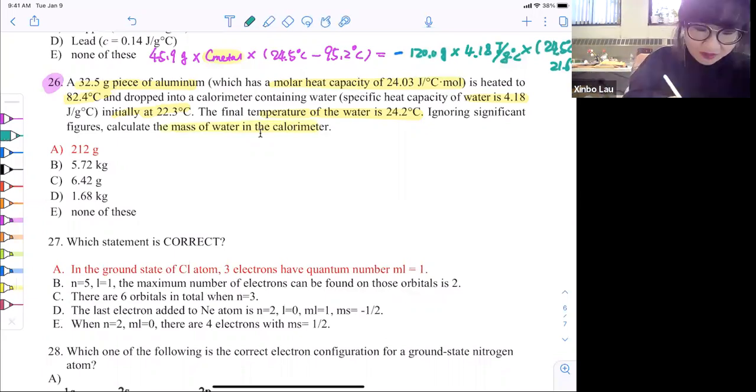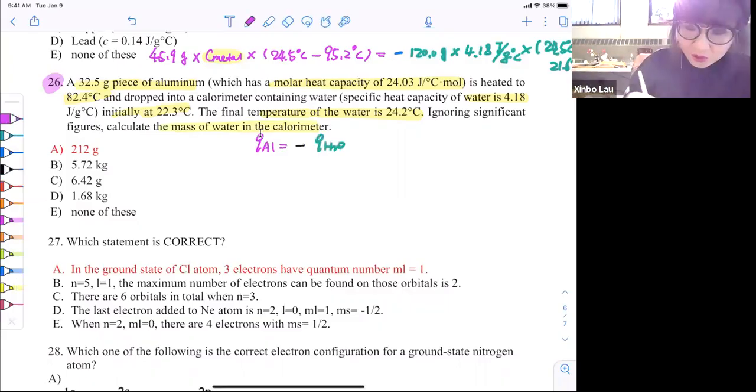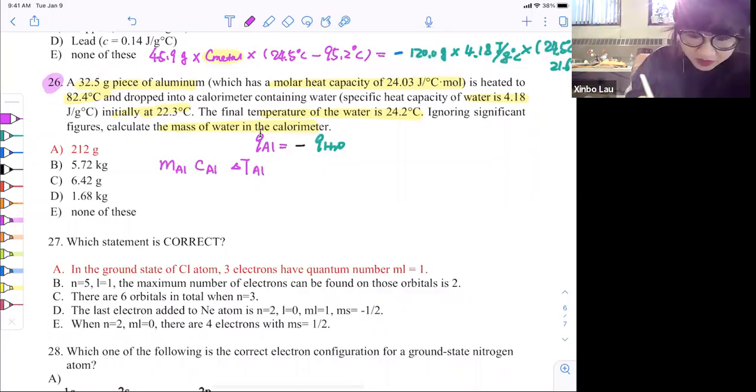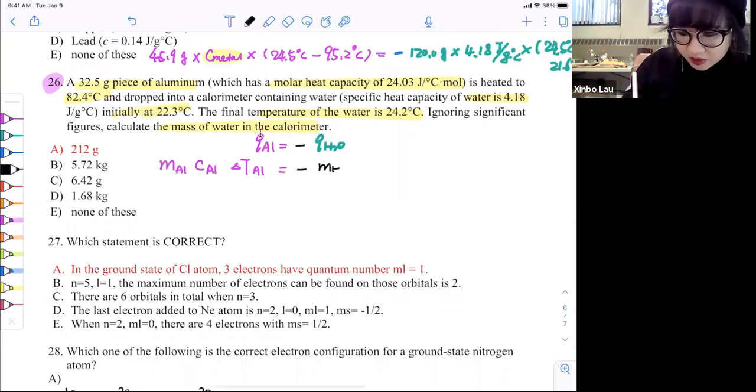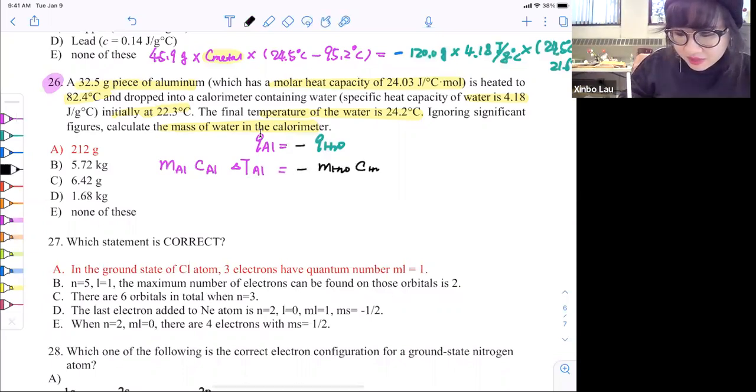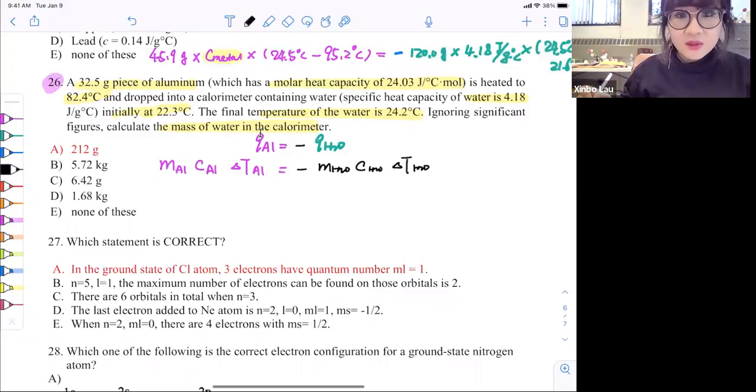The relationship is still going to be the same, right? So the heat of the aluminum equals negative heat of water. We're going to use the same relationship. Now let's see how we're going to set this up. We'll use the mass of aluminum, specific heat capacity for aluminum, and temperature change for aluminum, and that equals the mass of water, which we're looking for, specific heat capacity for water, which is given, and temperature change for water, which is also given. Those are the things given and what we're looking for, so let's set this up.